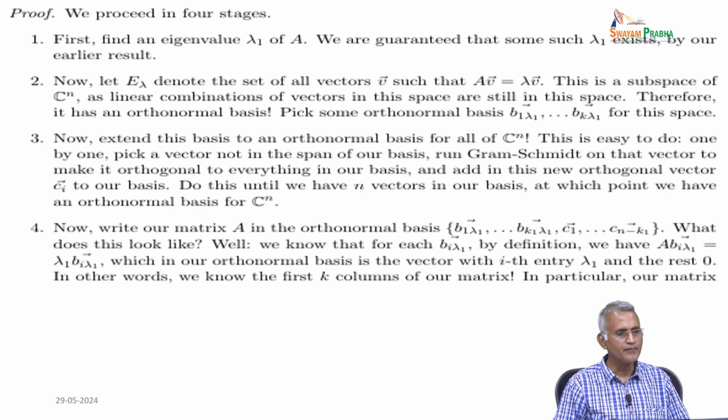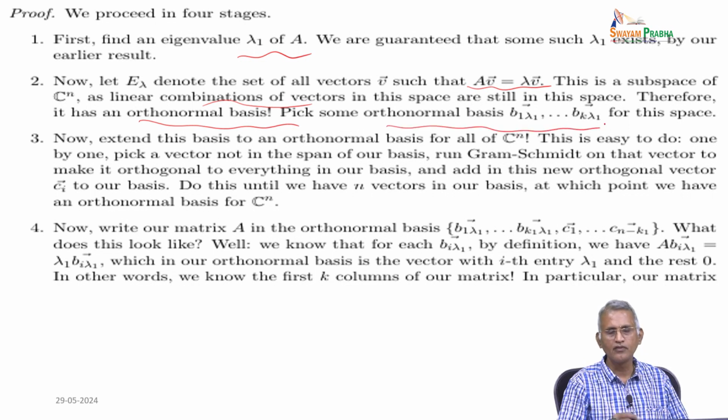The proof proceeds in 4 stages. Number 1, find an eigenvalue lambda 1 of A. We are guaranteed that such a lambda 1 exists by our earlier result. Number 2, let P lambda denote the set of all vectors V such that AV equal to lambda V. This is a subspace of C^n, so linear combinations of vectors in the space are still in this space, therefore it has an orthonormal basis. Pick some orthonormal basis B1 lambda 1 and so on up to Bk lambda 1 for this space.